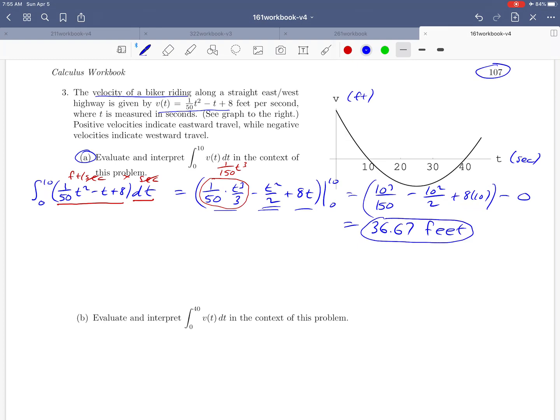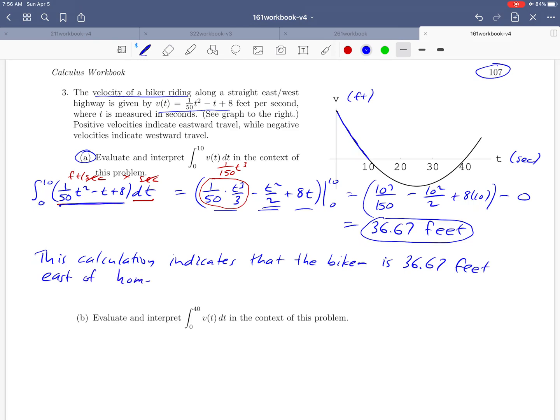That's not surprising when you think about the total change theorem. We integrated a rate of change, a velocity, and we got total change in position. In words, we could state this something like the following. Between 0 and 10, we can see from the graph that the biker is always moving to the east, and that just measured that eastward displacement that we got. So we'll say it this way: this indicates that the biker is 36.67 feet east of home after 10 seconds. There's our interpretation to go with our answer.